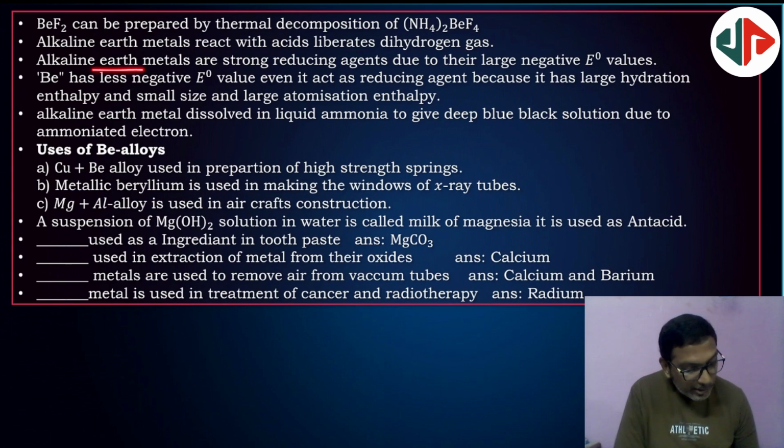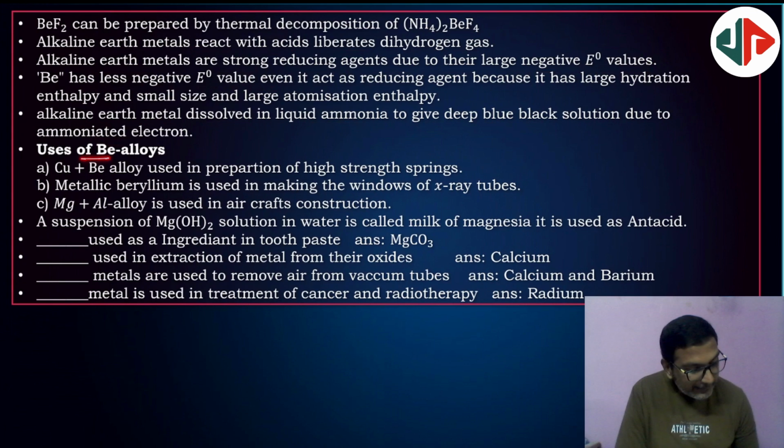Next, strong reducing agents due to large E0 values, SRP values, standard reduction potentials. Next, beryllium has less negative E0 value. Next, alkaline earth metals dissolve in liquid ammonia to give a deep blue-black solution. In case of alkali metals, blue solution. Here, blue-black solution due to ammoniated electrons. Color is due to ammoniated electrons.